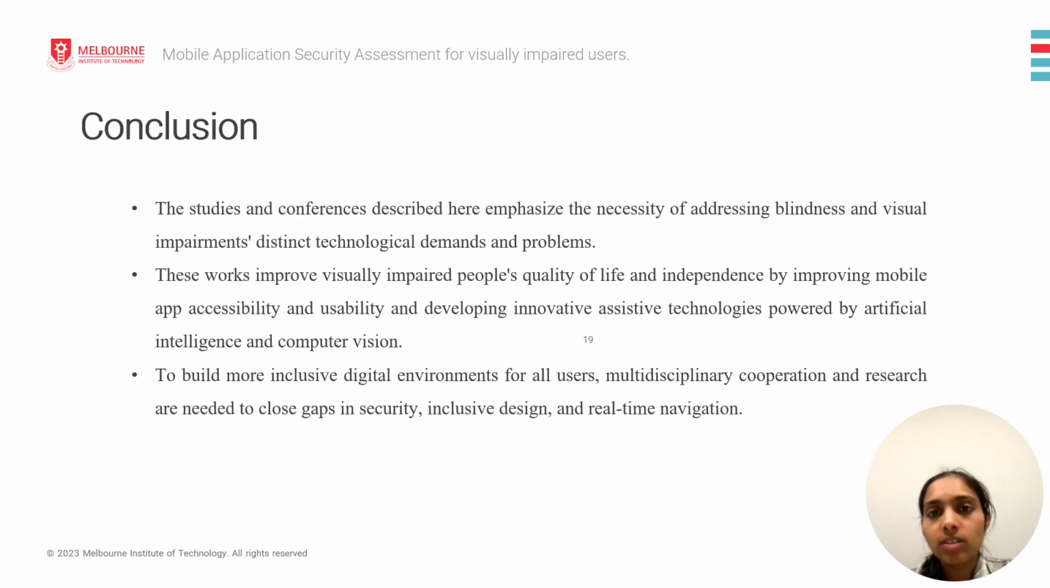Conclusion: the research and conference papers promote accessibility and independence for visually impaired people using mobile applications, and these works improve visually impaired people's quality of life and independence by improving these mobile applications to build a more inclusive digital environment for all users. Research and collaborations are essential for inclusion.